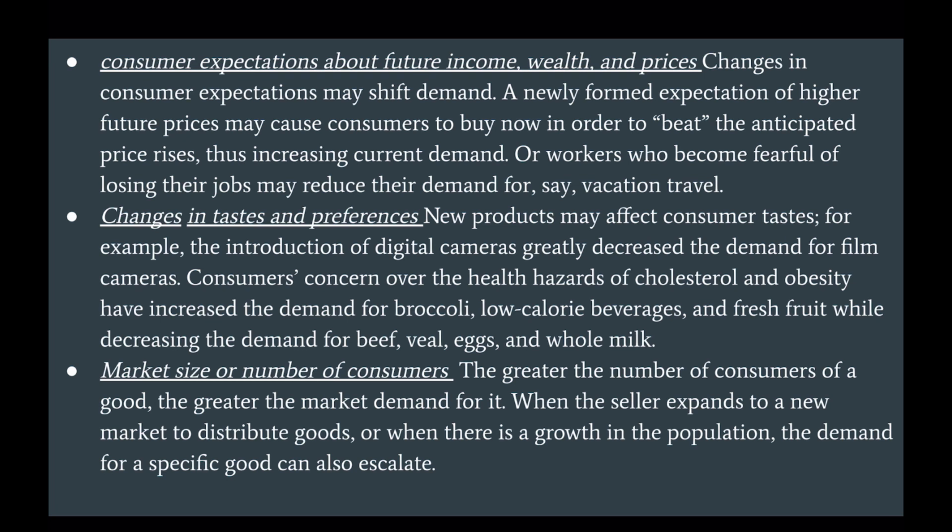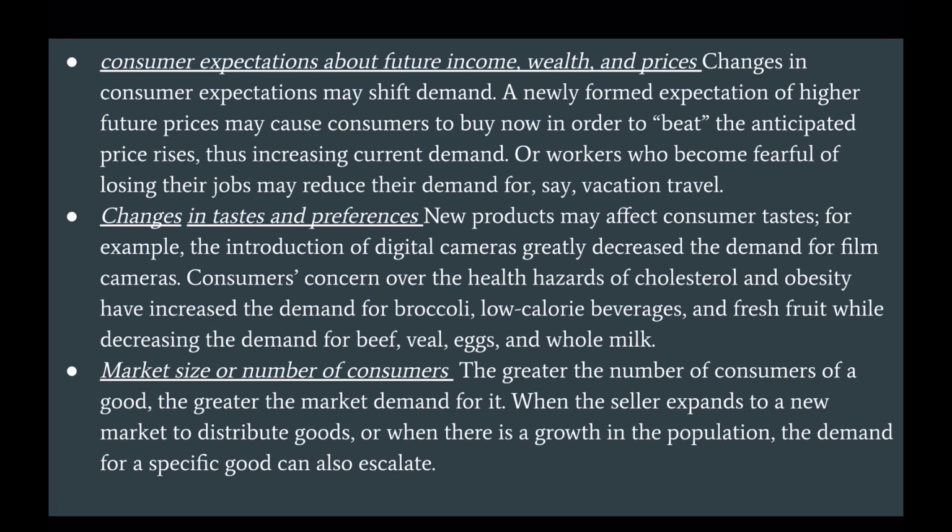Changes in taste and preferences. New products may affect consumer taste. For example, the introduction of digital cameras greatly decreased the demand for film cameras. Consumers' concern over the health hazards of cholesterol and obesity has increased the demand for broccoli, low-calorie beverages, and fresh fruit while decreasing the demand for beef, meat, eggs, and whole milk.